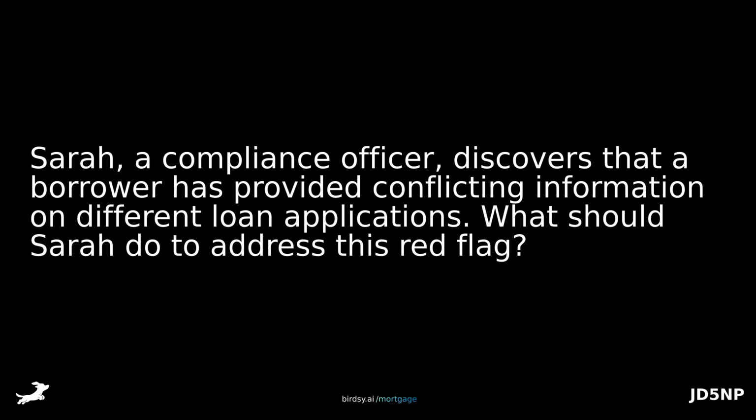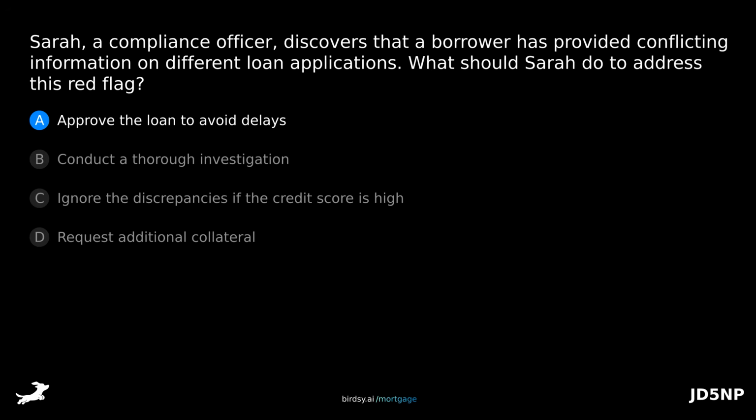Sarah, a compliance officer, discovers that a borrower has provided conflicting information on different loan applications. What should Sarah do to address this red flag? Is it A, approve the loan to avoid delays, B, conduct a thorough investigation, C, ignore the discrepancies if the credit score is high, or D, request additional collateral?